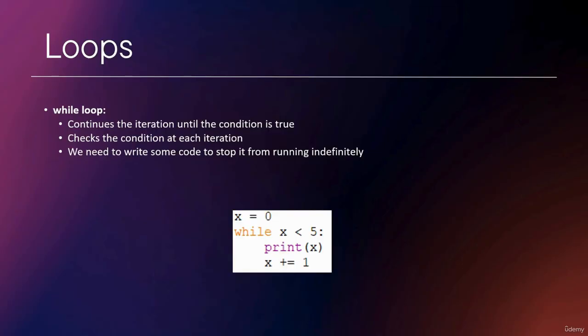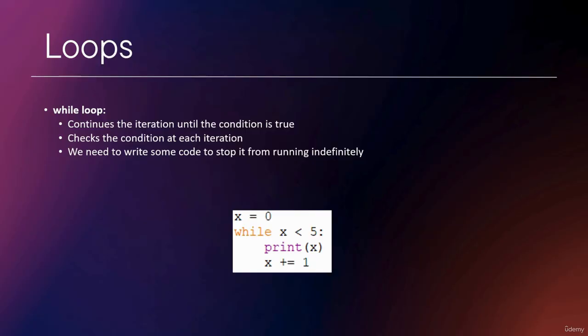Now if we look at the while loop, it is slightly different. It continues until the condition is true. It checks the condition at each iteration, and we need to write some code to stop it from running indefinitely. For this one, I have defined a variable x is 0 and I have a condition while x is less than 5. So x is less than 5, this is true. If this is true, the code in the loop will be executed. So it will print the value of x.